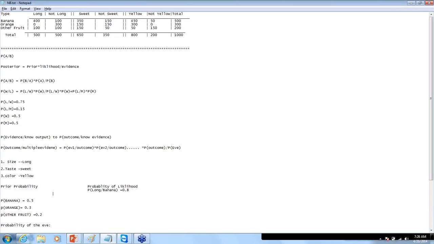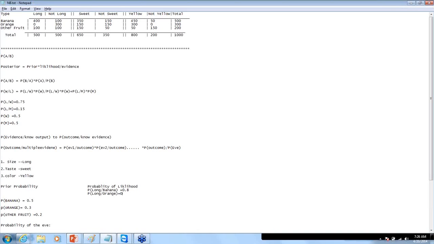Okay. Same way we will calculate other probabilities also, like probability of long given that it is an orange. This one I also mention because we use this in the formula. If you look at the table here, the category of long and orange is 0. So 0 divided by whatever total number will become 0 only. So we have this probability as 0.